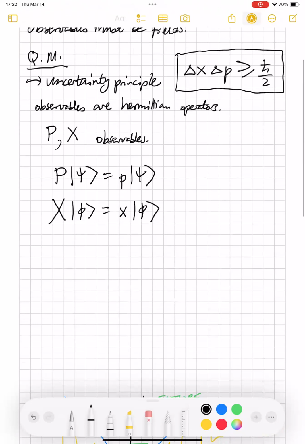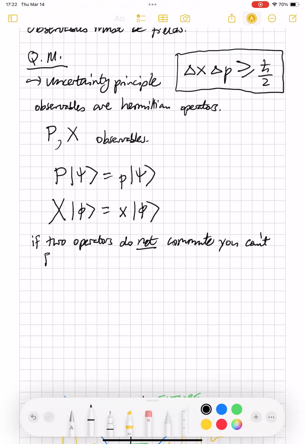Now, we want to make a statement. If two operators do not commute, you can't find simultaneous eigenvectors for them. And I want to unpack the statement a little bit and figure out what it means. We'll do that in a moment.